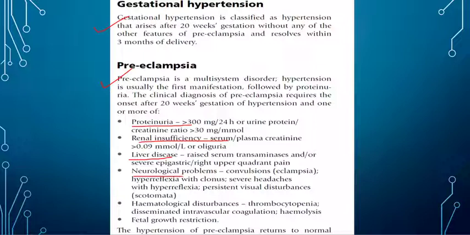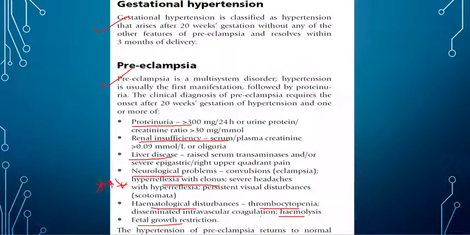Patient can have some neurological signs. So one is convulsion, severe headache, blurring of vision. And if you check their upper limb, lower limb, you will find out this patient having hyperreflexia and ankle clonus positive. So hyperreflexia, ankle clonus, that is a very important sign for preeclampsia. Hematological disturbance, thrombocytopenia, hemolysis, these are very common, and sometimes fetal growth restriction.